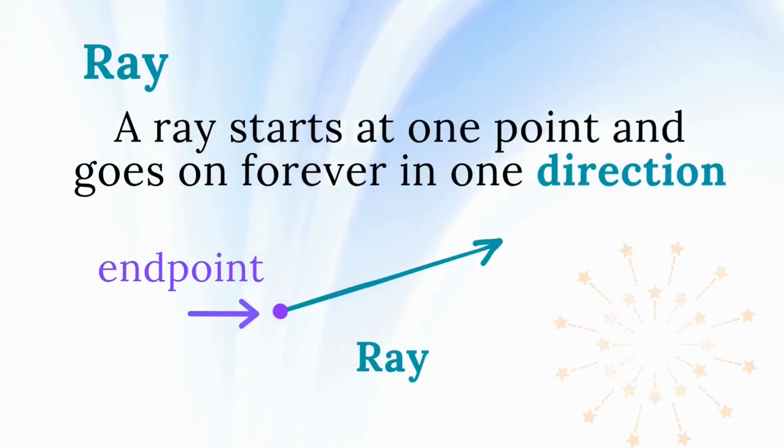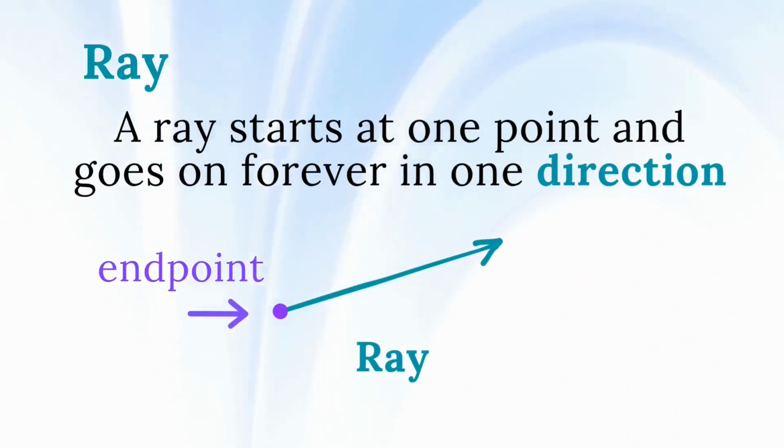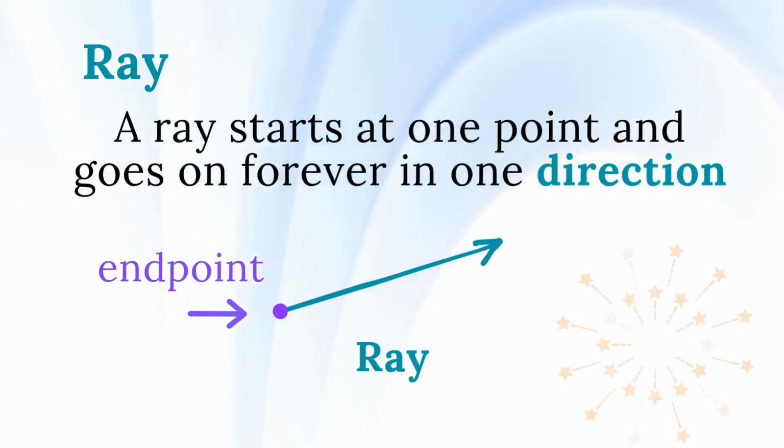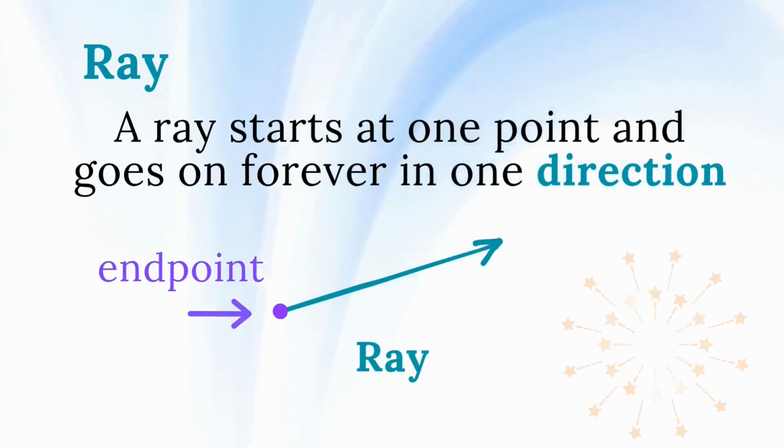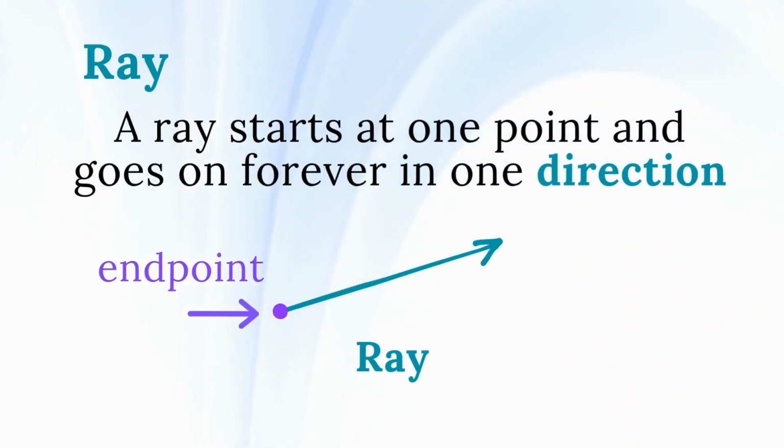This is a ray. It starts at a point and goes on forever in one direction. The point where it starts is called an endpoint. So, we say a ray is a straight line that has one endpoint and keeps going forever in one direction.